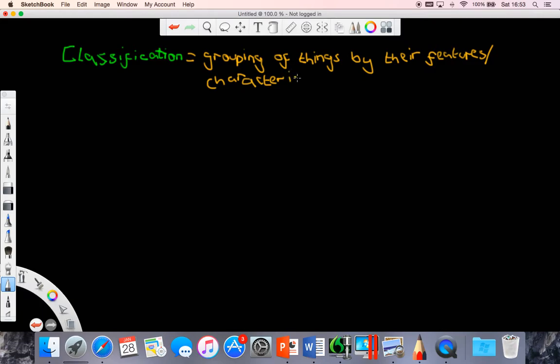So we need to know for EdExcel the way in which organisms are classified. All living things on Earth are classified into groups. The main reason for this is so that we can identify organisms very, very quickly. Obviously, you know that a fish is a fish purely because it has no legs, it has scales, and it lives underwater. But that's because it's been classified as a fish due to those characteristics.